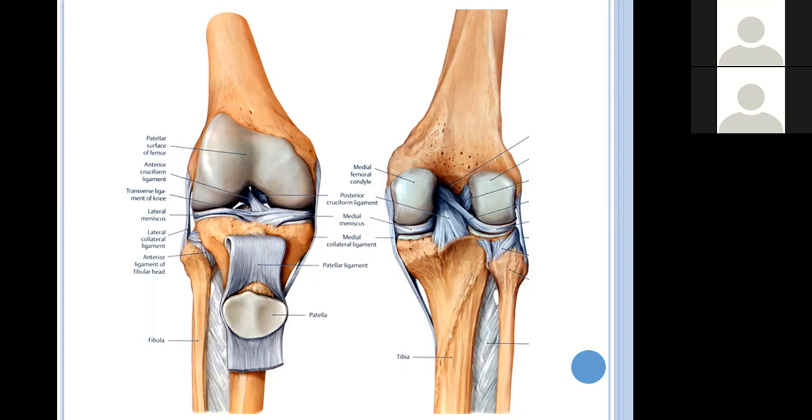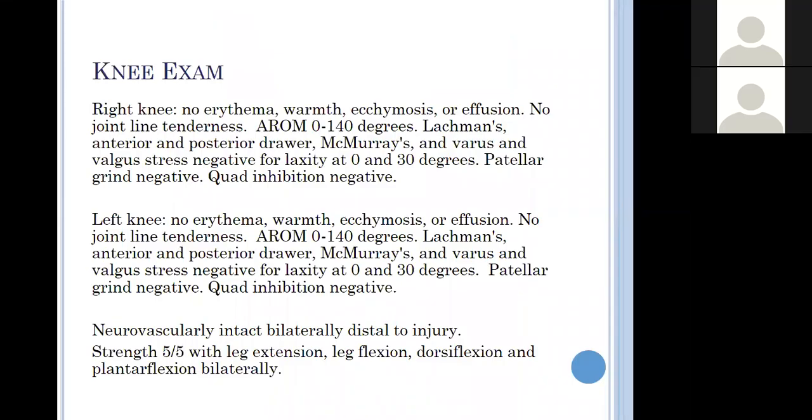On the back side of the knee, again, you can see your ACL and PCL crossing in this direction, and then your popliteal tendon coming across this side.